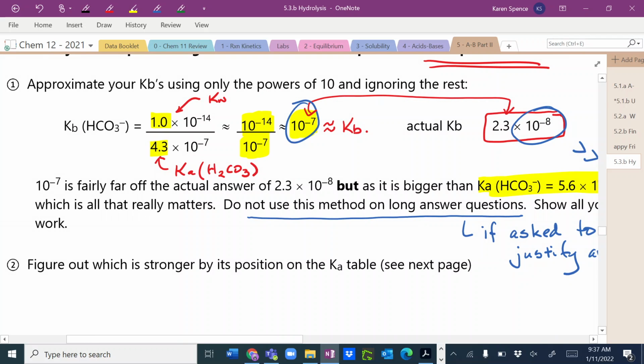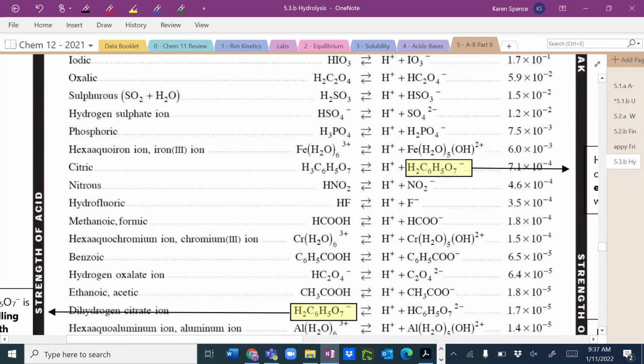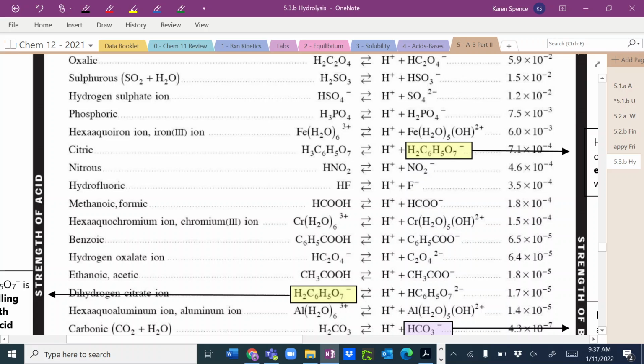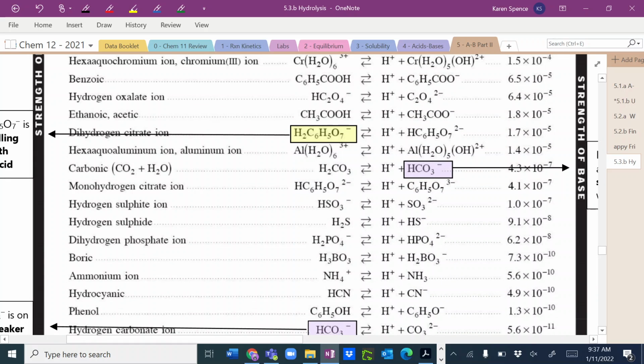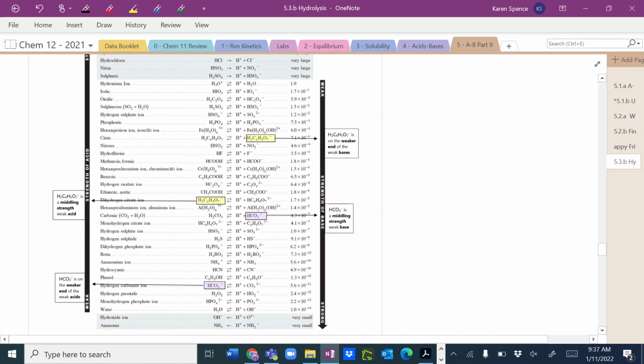Okay, so the other way of doing it is that you can figure out which is stronger by its position on the Ka table. So we're going to start with the 2 ions that we had worked with before, and one of them was that carbonate ion. And in fact, I'm going to back out on this so you can see the whole table. Okay, there's our whole table. And this right here is our HCO3, and this right here is our HCO3.